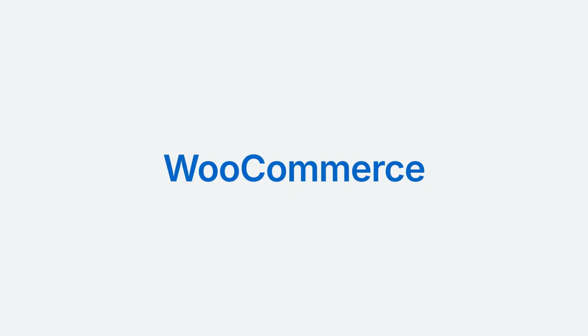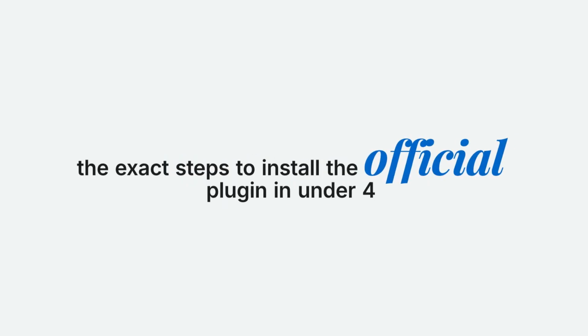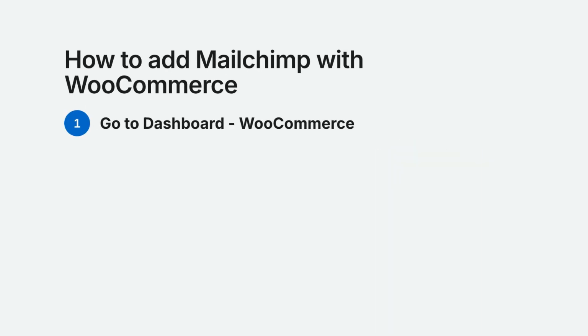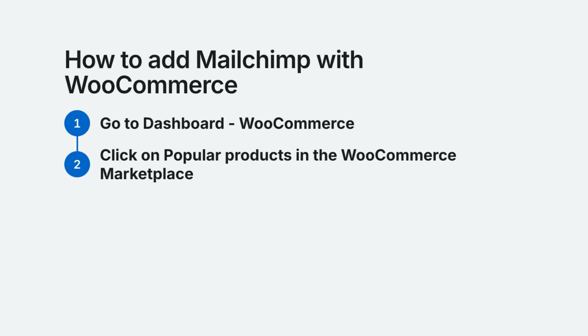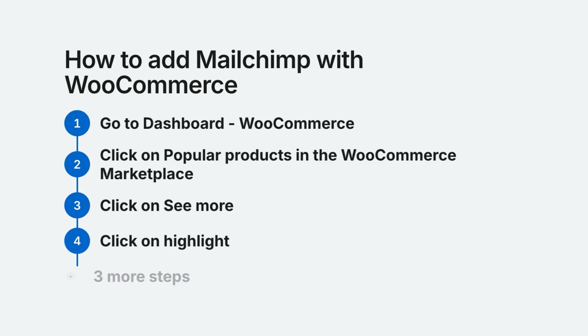Are you tired of endlessly searching for a reliable Mailchimp integration for your WooCommerce store? Learn the exact steps to install the official plugin in under 4 minutes. Well, start in your WordPress dashboard, navigate to the WooCommerce marketplace, then find and install the Mailchimp extension.